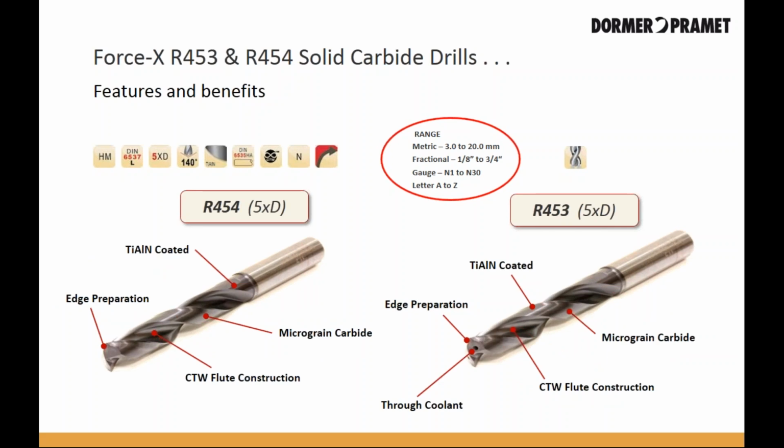Force X R453 and R454 drills. R453, which is coolant through, and R454, which is solid construction, are solid carbide drills for drilling depths up to 5 times diameter, again in a broad range of materials. Again, the sizes range from 3 millimeter to 20 millimeter, 1/8 to 3/4, wire gauge from number 1 to number 30, and letter sizes from A through Z. Features and benefits, again, include the micrograin carbide, multi-layer coating, CTW flute construction, edge preparation, and the through coolant design for the R453 series.